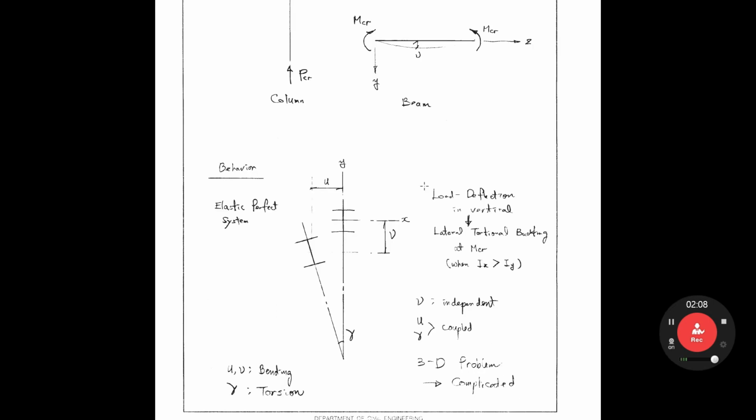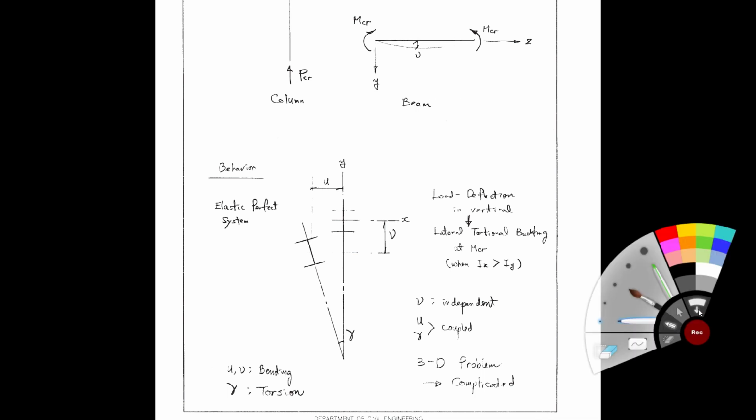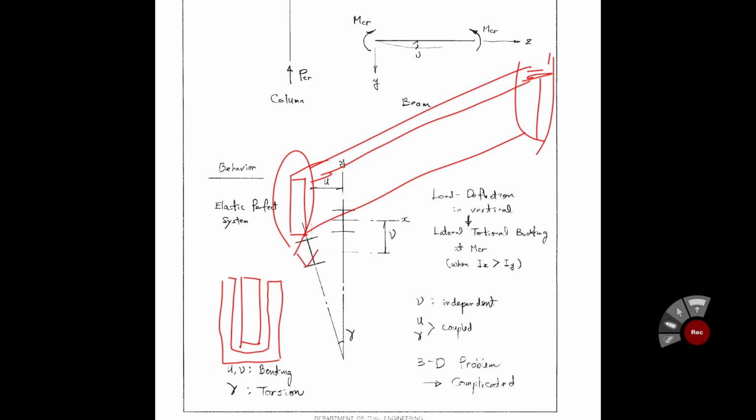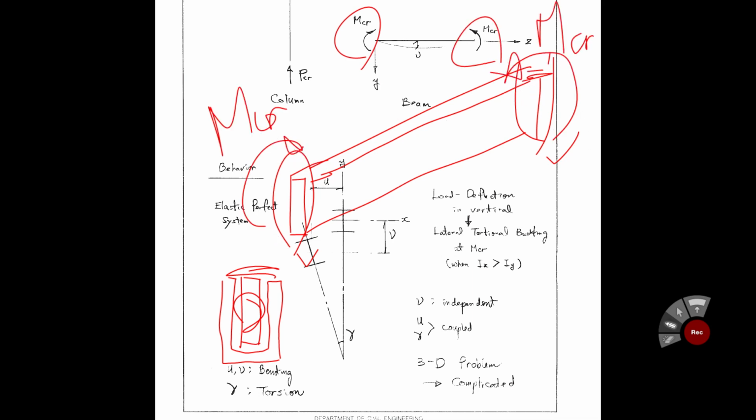Look at this one. Firstly, you have to consider the behavior of beam buckling. I'd like to draw a figure. Let's consider a rectangular plate. This end and this end are restrained against rotation. So at this end there is no lateral displacement and no rotation. And then the moment is applied like that, MCR and MCR. If the moment is equal to MCR, this beam buckles.